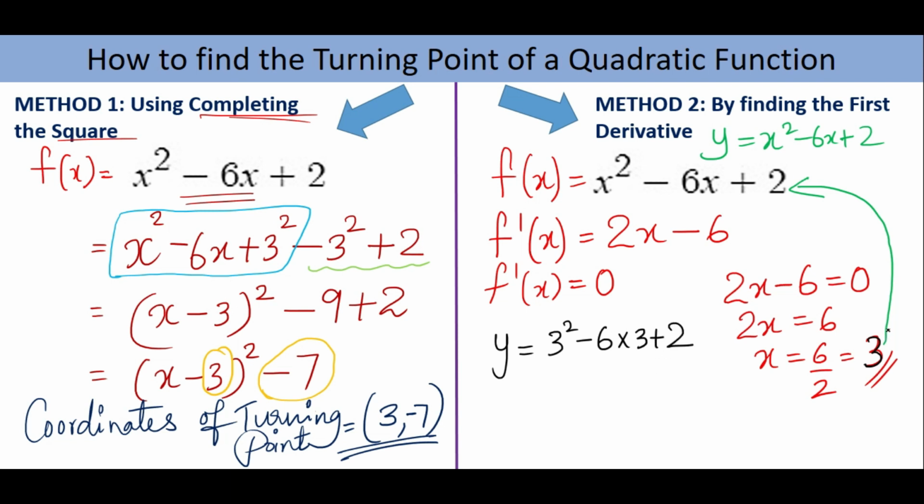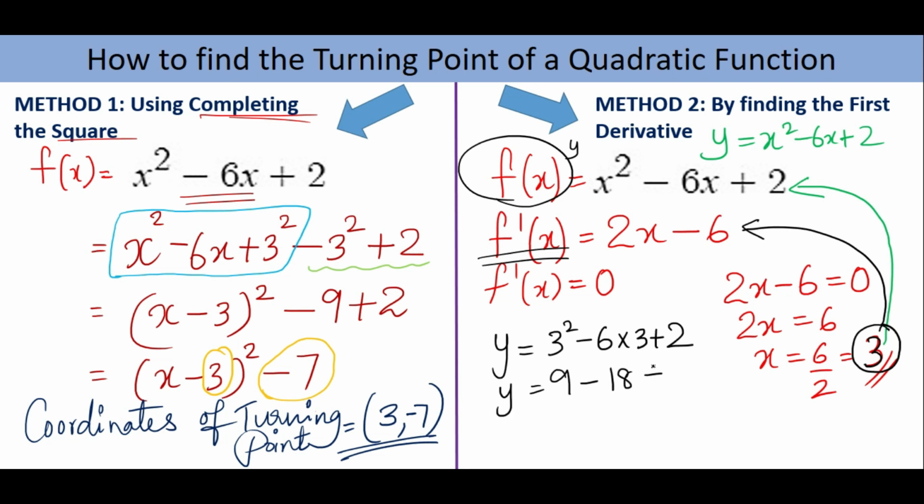Let me remind you of one of the common errors seen, where students tend to replace this x into the gradient function. Please remember this is f dash of x. We need the value for f of x, which is your y. So this is going to be 9 minus 18 plus 2, which is minus 9 plus 2, giving you negative 7, which is exactly the same answer that you get in the previous method. So the turning point is going to be (3, -7).